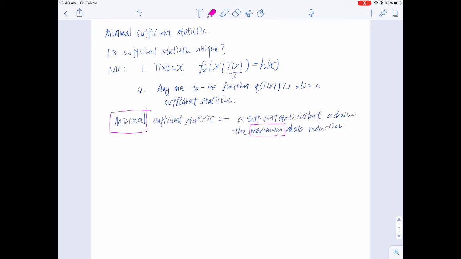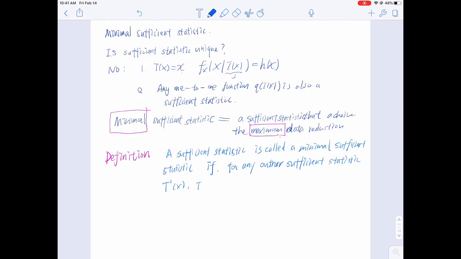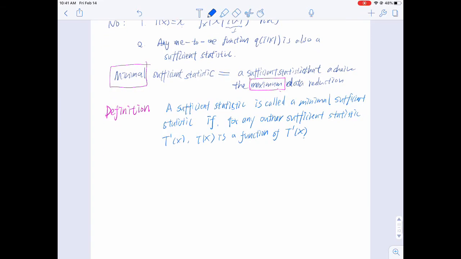We're looking for a sufficient statistic that is the simplest, which means a minimal sufficient statistic is a sufficient statistic that achieves the maximum data reduction. A formal definition is as the following. A sufficient statistic T(x) is called a minimal sufficient statistic if for any other sufficient statistic T'(x), T(x) is a function of T'(x).